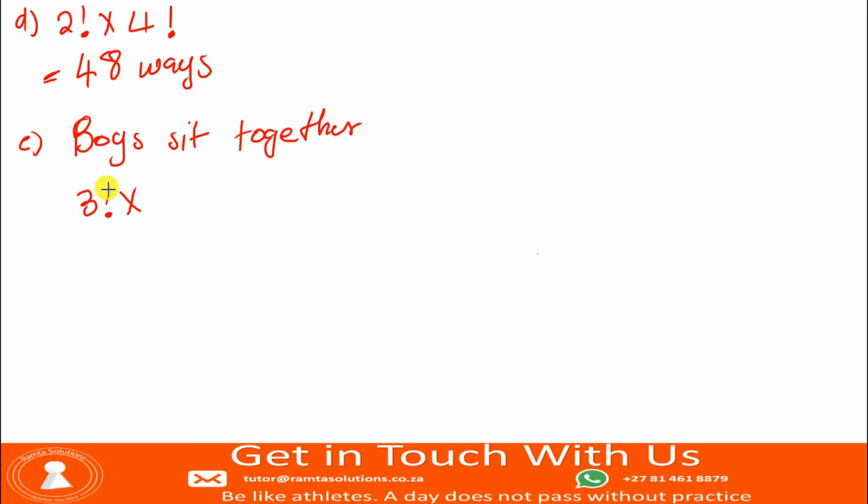However, we have 2 girls. So the unit of boys and the 2 girls together will become 3. So it'll be 3 factorial times 3 factorial, which is 6 times 6, must be 36. Let me confirm. Yes, it's 36 ways. So there are 36 ways in which the boys can sit together.